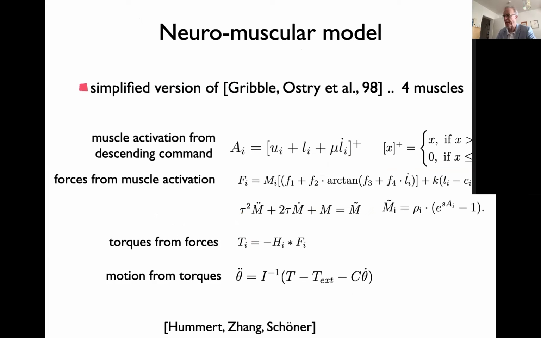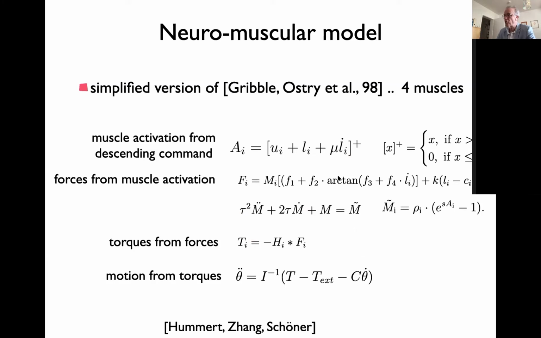Here is a hint at models like that. For instance, this is a model due to Gribble and Ostry, and there are other models around. It's a model that includes just the physical dynamics of the limb. It includes the transformation of torques to forces, or the other way around. And then actually a model of the biophysics of muscles. This is the fact that muscle force takes some time to build. It's the mechanics of how muscle make forces, and there's some subtleties about that.